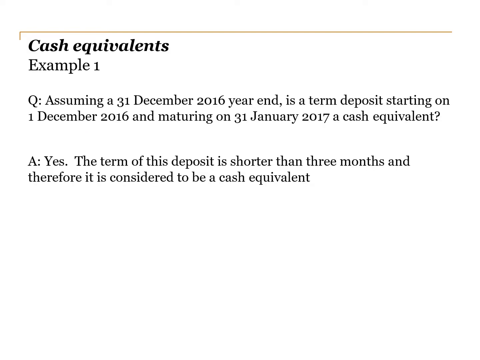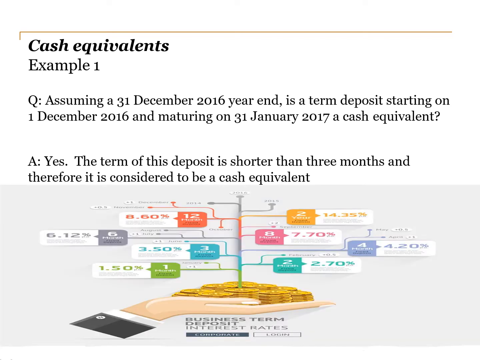So let's start with some examples. Assume a 31 December 2016 year end. Is a term deposit starting on 1 December 2016 and maturing on 31 December 2017 a cash equivalent? Obviously, yes, the answer is. The term of this deposit is shorter than 3 months. It's actually 2 months from 1 December 2016 till 31 January 2017. We have only 2 months and therefore it is considered to be part of cash and cash equivalents.